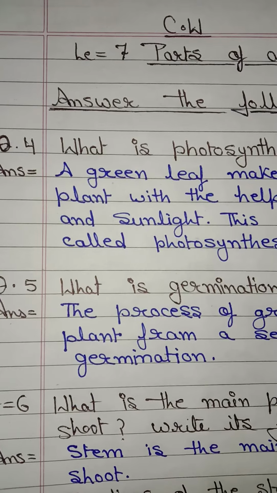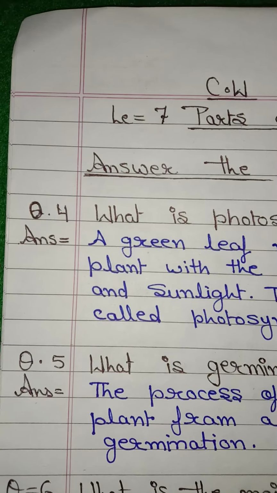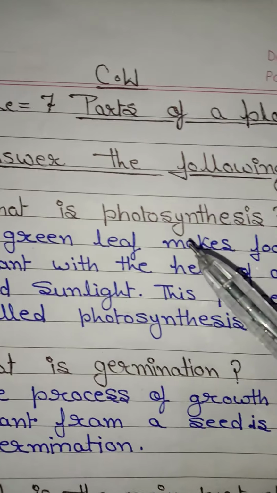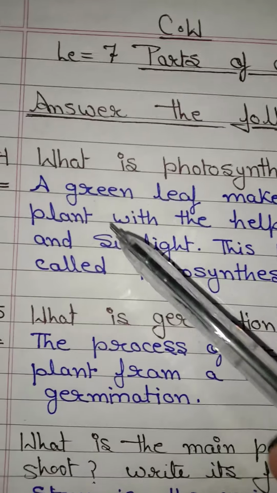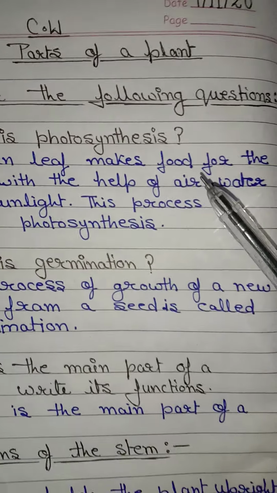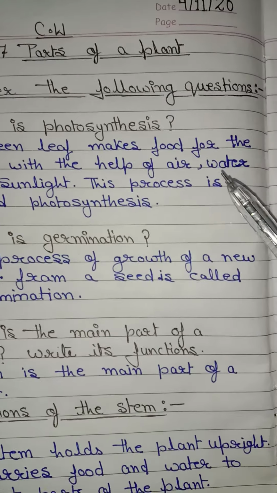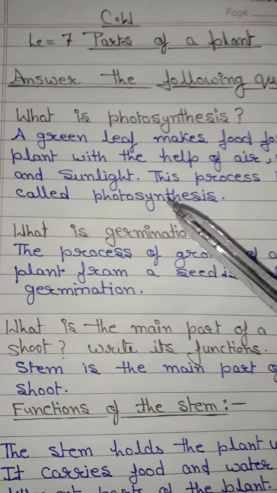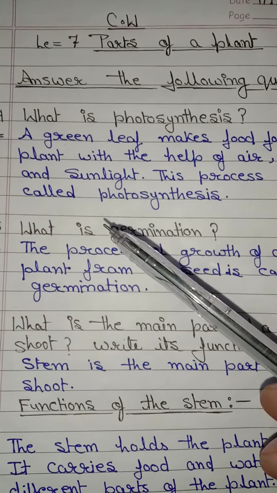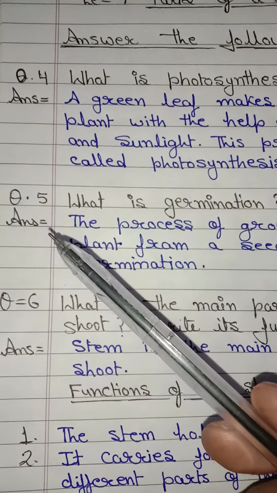Student, listen properly to these question answers. I am retelling you. Now, question number 4. What is photosynthesis? Yes, answer. A green leaf makes food for the plant with the help of air, water and sunlight. This process is called photosynthesis. Okay, now clear? Now, fifth question.